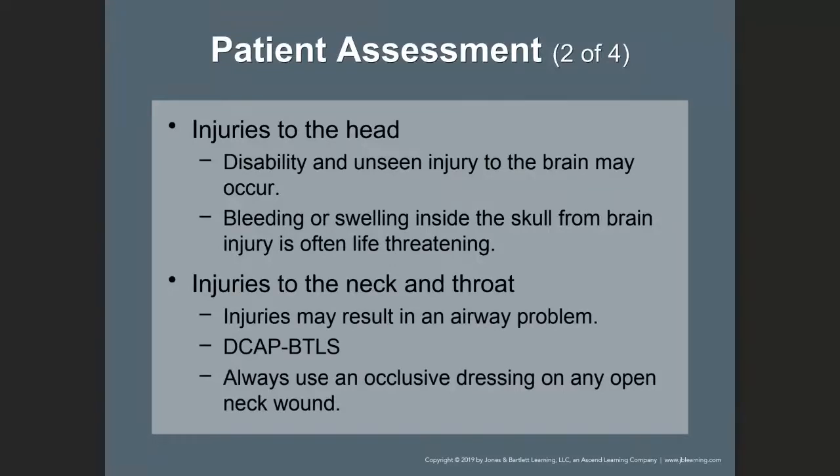Injuries to the neck and throat. Injuries may result in airway problems. DCAP-BTLS is going to be important for these patients. Always use an occlusive dressing on any open neck wound. You will be guided by your protocol where that is concerned, because some protocols will have occlusive dressing for the neck, some will not. So you're guided by medical direction and protocol.